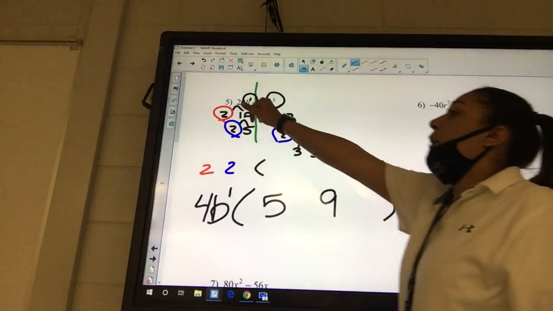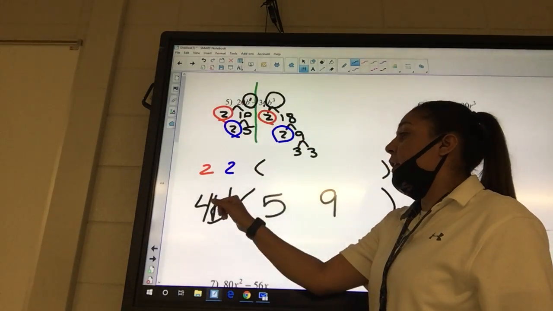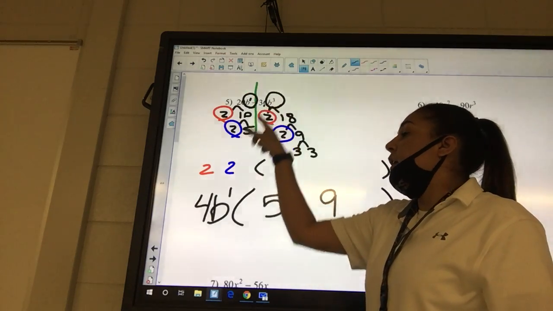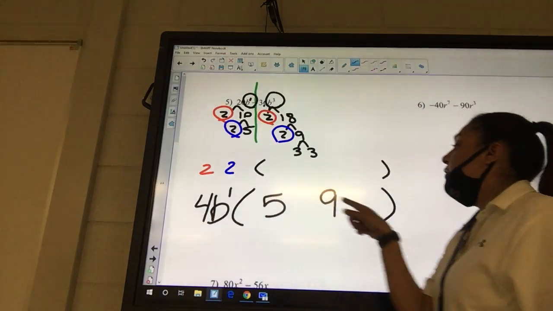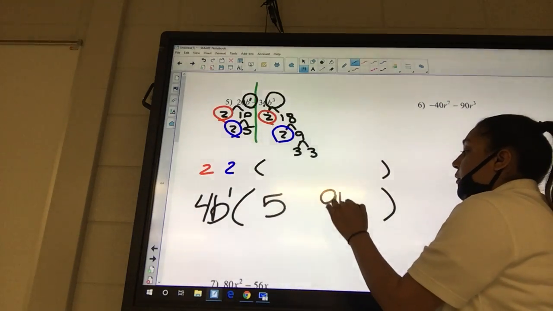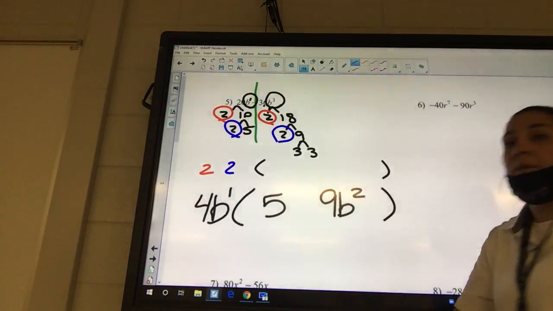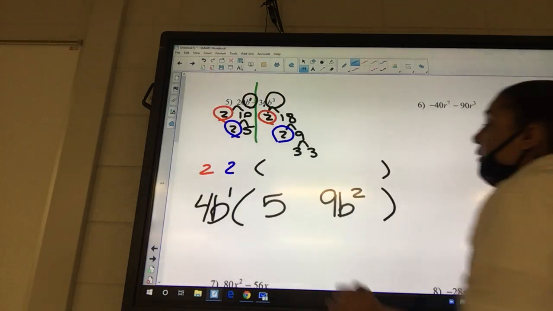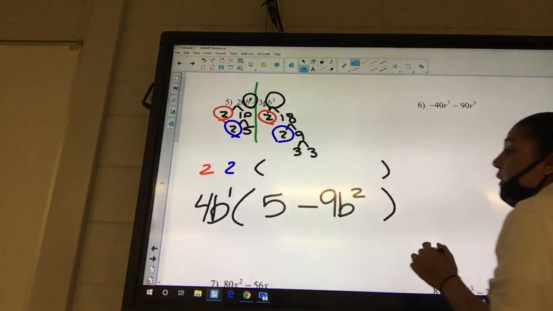Okay, well, if he had 1 and I took 1, he has none left. If he had 3 and I took 1, he has 2 left. Okay, 3 minus 1 is going to be 2. Okay, and then you can put all your signs back in there. So it's just going to be 1 minus sign.